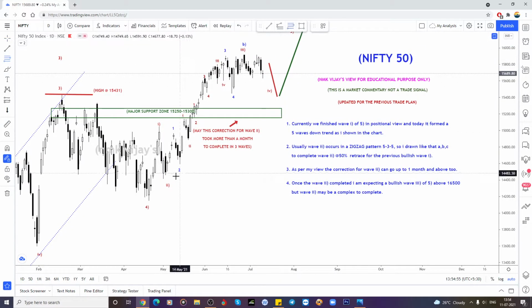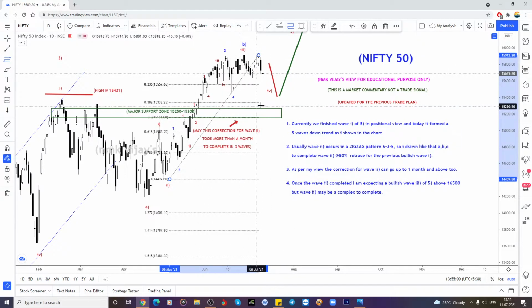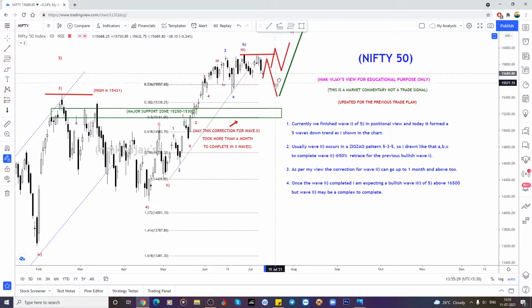So what is the property for that fourth wave rejection? 38.2, so 15,400 may or may not. Otherwise, if it is a triangle, this simple ABC has completed here, and what it will do is one more three-wave move like this, and it will break this high and trigger all the buys, and it could fall again. So this will be a running flat for the fourth wave. So this is also a valid one.